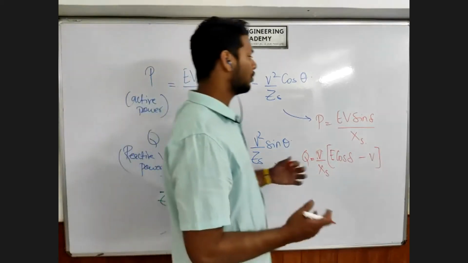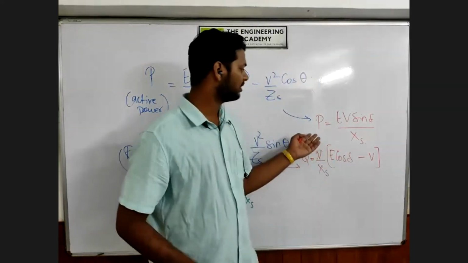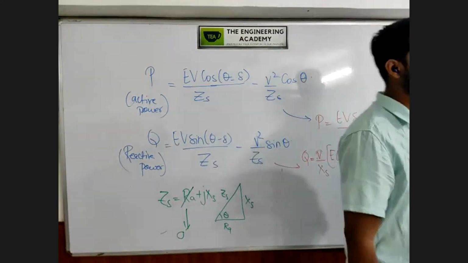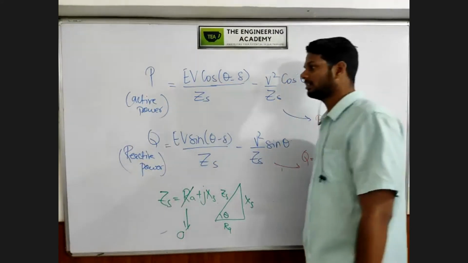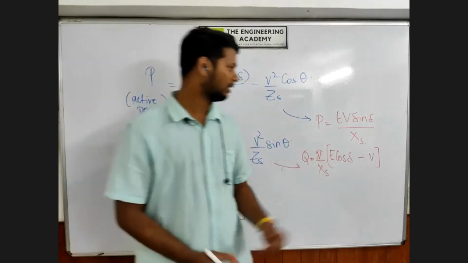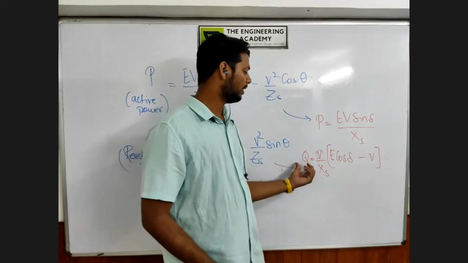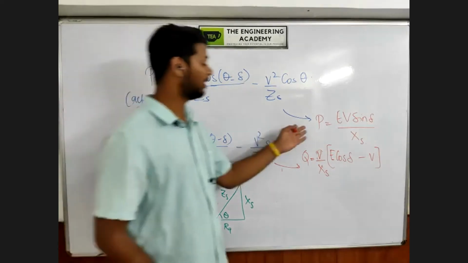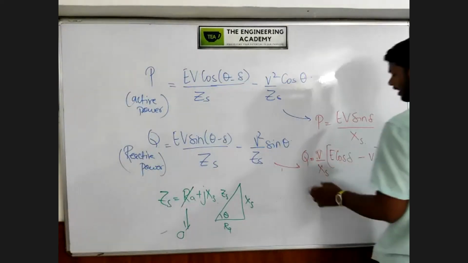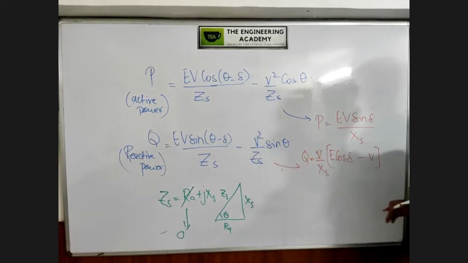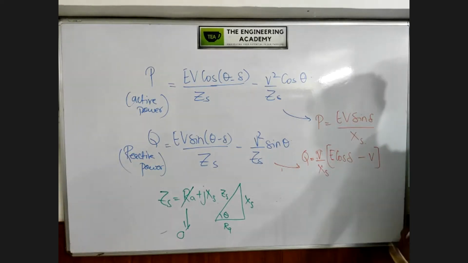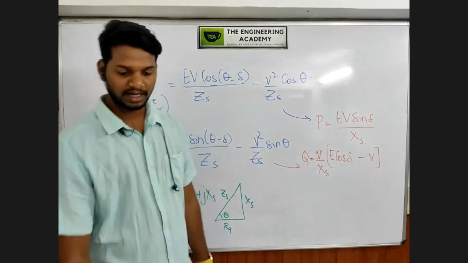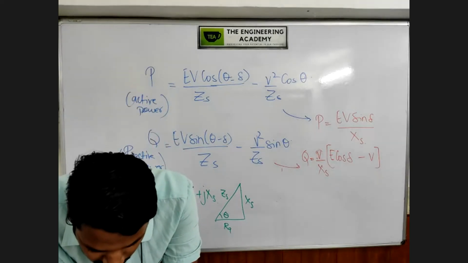So what kind of question will be asked from these two formulas? Say power is inversely proportional to XS. The question will say: if synchronous reactance is increased by 0.2% or decreased by 0.2%, what will happen to the active power? What will happen to the reactive power? What will happen if E increases or decreases, or the value of del increases or decreases? This kind of proportionality question we can expect in the GATE exam.